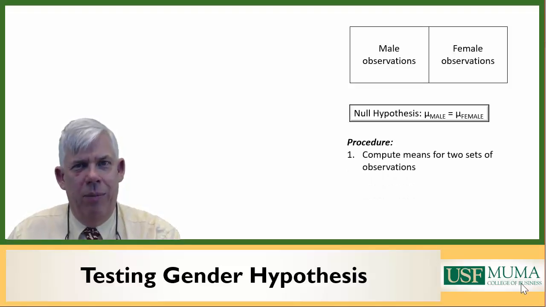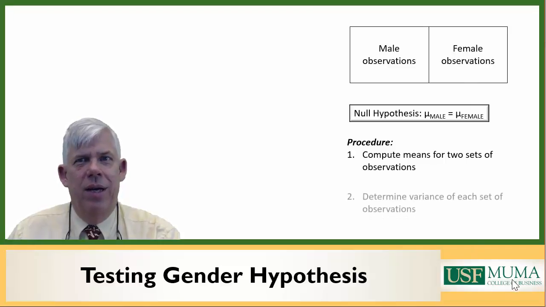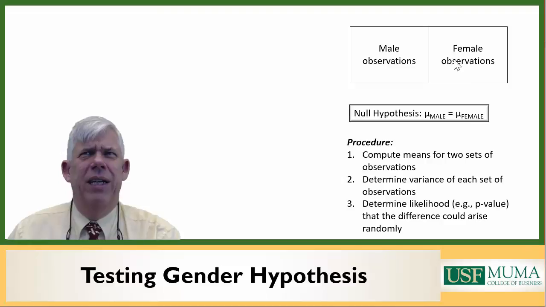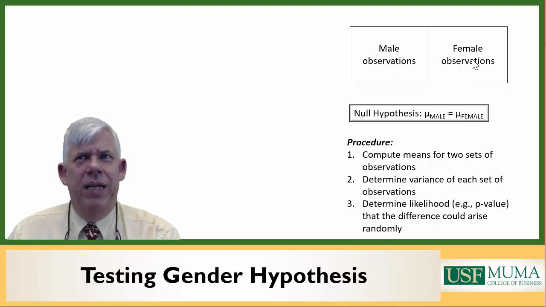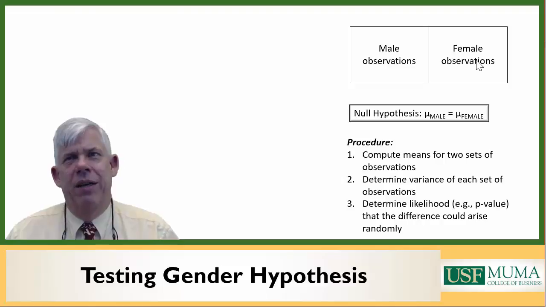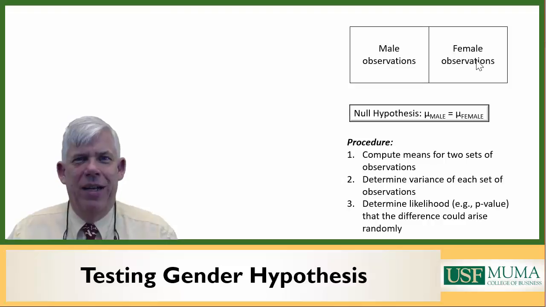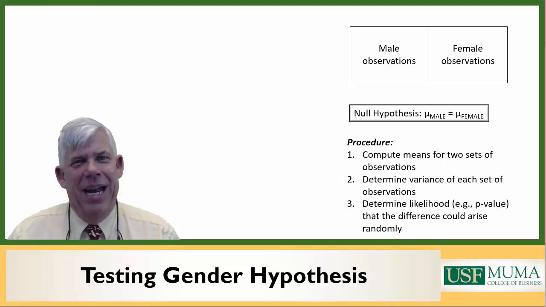Well, the first thing we do is compute the means for our male observations and for our female observations. Then we determine the variance of each set of observations. And then we determine the likelihood that these two different means could arise randomly given the variances that we computed. And this whole process is called analysis of variance, and naturally we're going to get the software to do it as opposed to actually doing these computations. Though if you went back 100 years, this was exactly what they had to do. They had to actually do all these computations by hand.